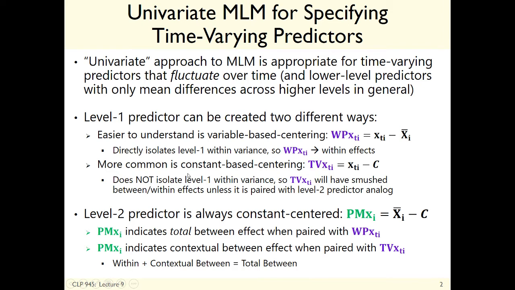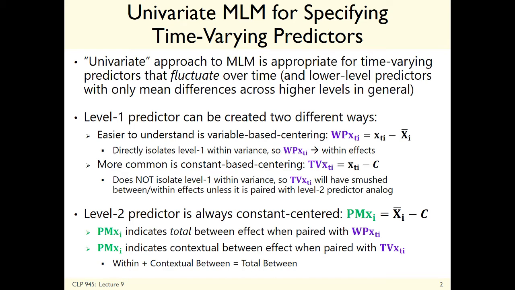More common, though, is to not do some sort of variable-based centering and to center at some sort of constant, what is known as grand mean centering, or really just centering at any constant, including not centering at all if 0 already means something. If you put in this version of the predictor at level 1, it still has both its level 1 within variance and its level 2 between variance. So if you put it in all by itself, it's smushed because one effect cannot do the job of two predictors. So to solve that problem and to pair with the within-person variable, if you do it that way, we have the person mean variable at level 2.